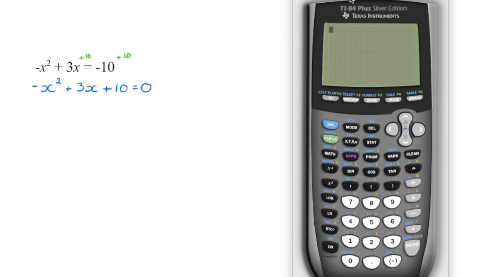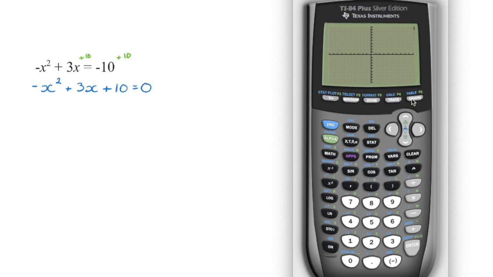We're going to grab our graphing calculator now, and we're going to enter this function into the calculator. So we're going to go into y equals, and then we're going to go negative, and then this is our variable key, x squared, and then plus 3x, and then plus 10. And then you can see that my window is just my default settings there. We're going to graph it.